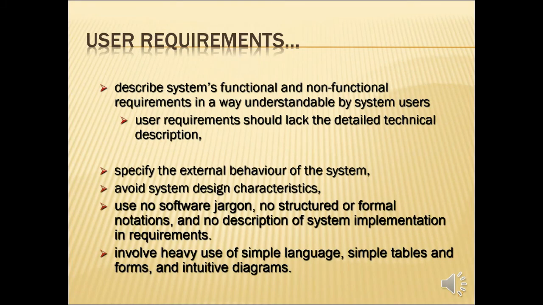The user requirements for a system should describe the functional and non-functional requirements so that they are understandable by system users without detailed technical knowledge. They should only specify the external behavior of the system and should avoid, as far as possible, system design characteristics. Consequently, if you are writing user requirements, you should not use software jargon, structured notations, or formal notations, or describe the requirement by describing the system implementation. You should write user requirements in simple language with simple tables and forms and intuitive diagrams.